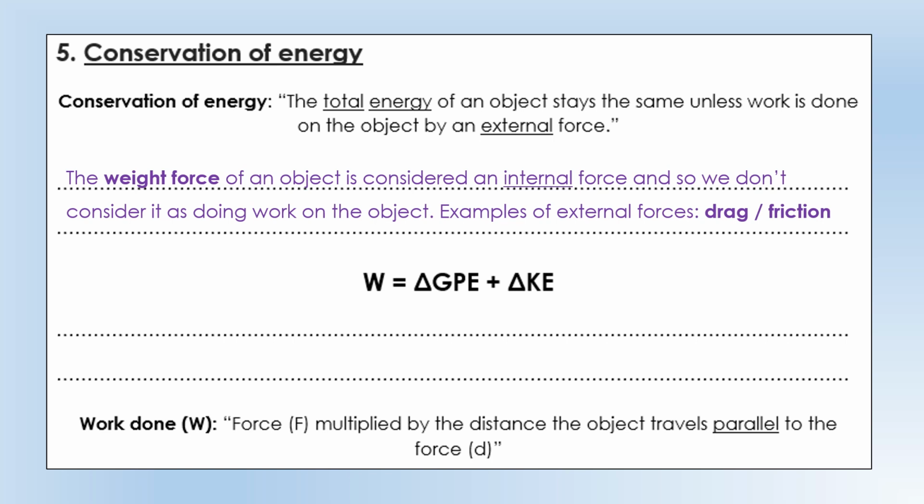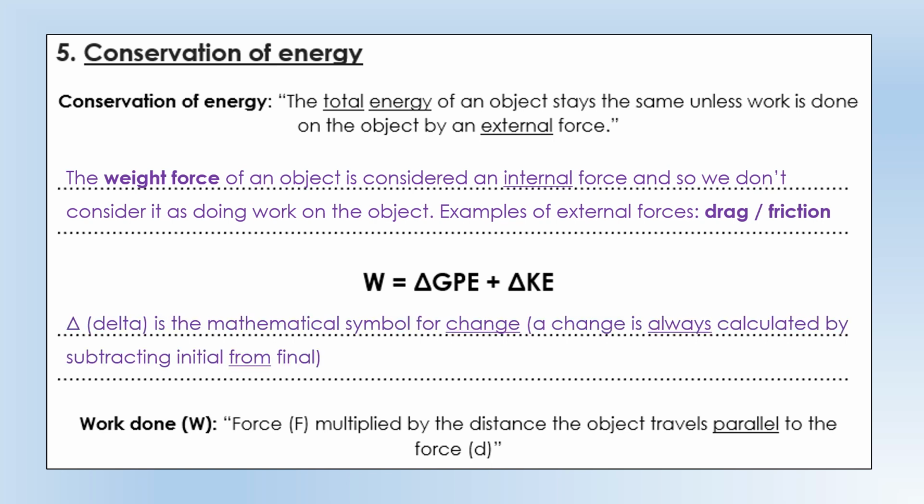So we can model the conservation of energy using an equation. It says the work done is equal to the change in GPE plus the change in kinetic energy. And we'll see a few scenarios where this is used. So just to flag this up, the delta is the mathematical symbol for change. And a change is always calculated by subtracting initial from final. And that's going to be important in terms of getting our signs right later on.